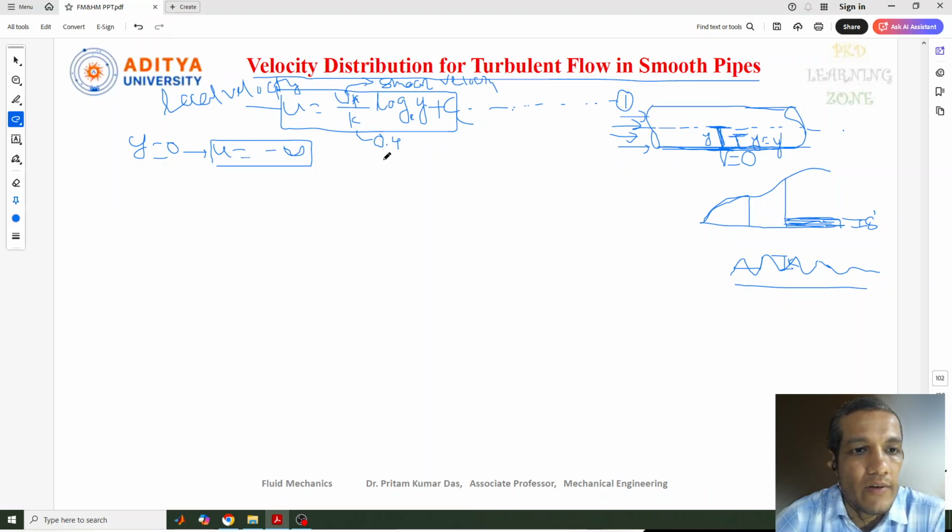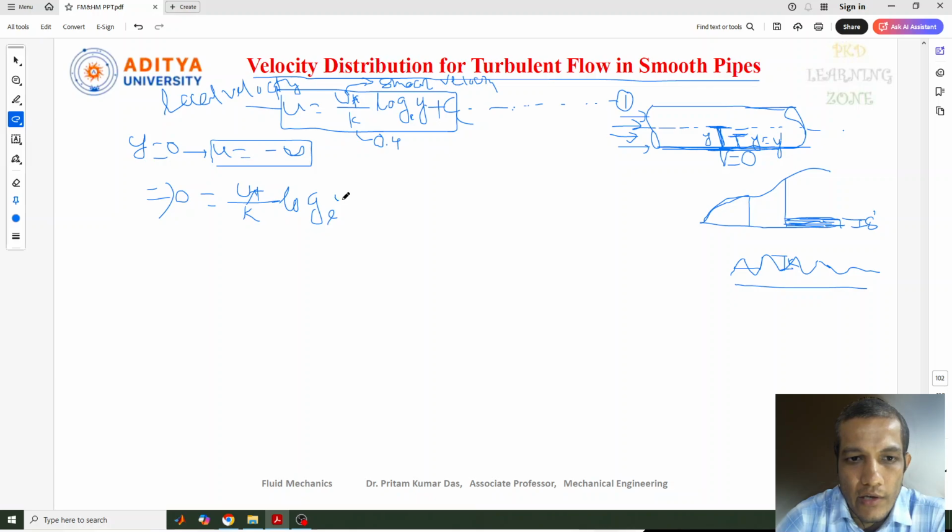Now for this, what we will do? Let's put the value of this y dash in this equation. So what we'll get here? Already we kept that value of 0. So that above equation, what will there? 0 equal to u star by k (we can keep only k instead of 0.4) log e y dash plus c.